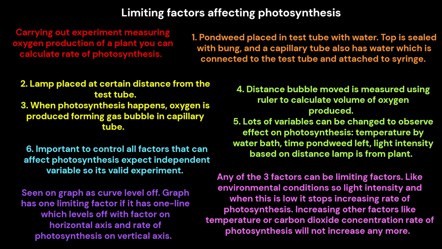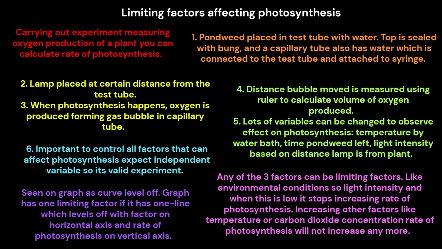3. When photosynthesis happens, oxygen is produced, forming a gas bubble in the capillary tube. 4. The distance the bubble moved is measured using a ruler to calculate the volume of oxygen produced. 5. Lots of variables can be changed to observe the effect on photosynthesis: temperature by water bath, time the pondweed is left, and light intensity based on the distance the lamp is from the plant. 6. It is important to control all factors that can affect photosynthesis except the independent variable, so it's a valid experiment.